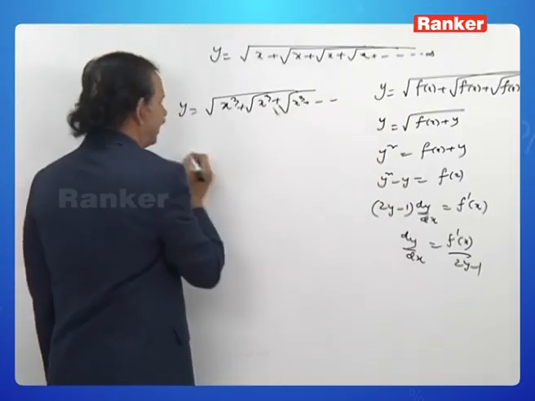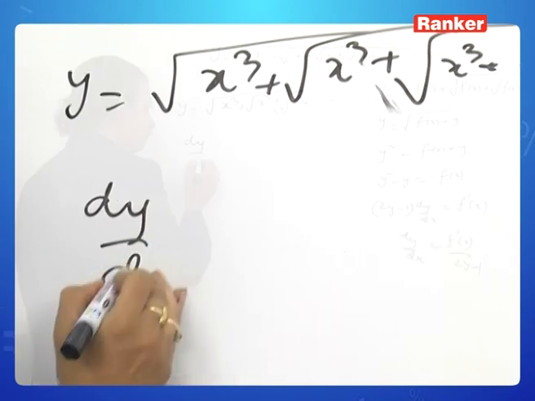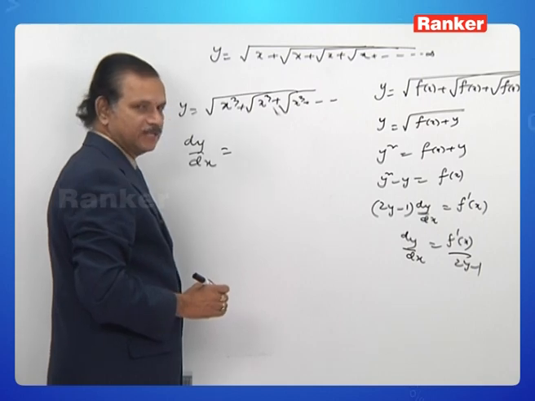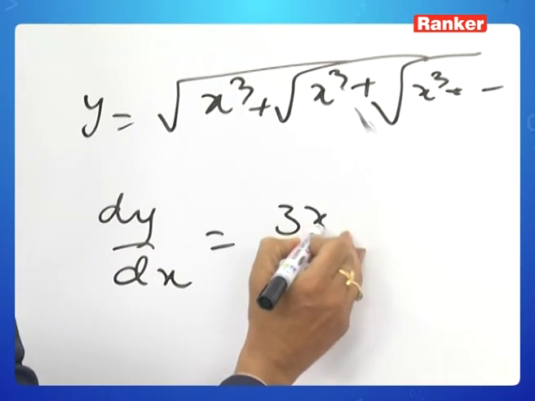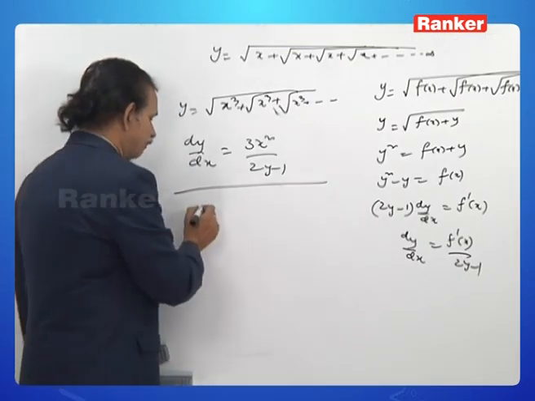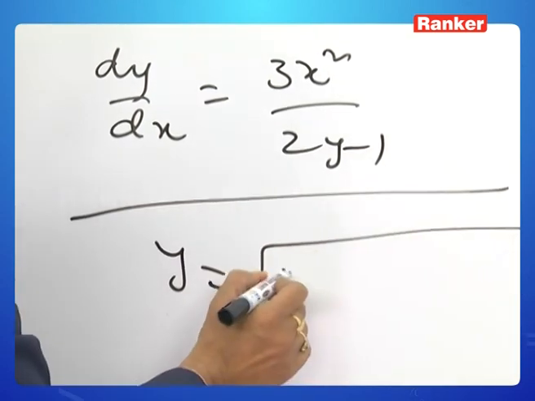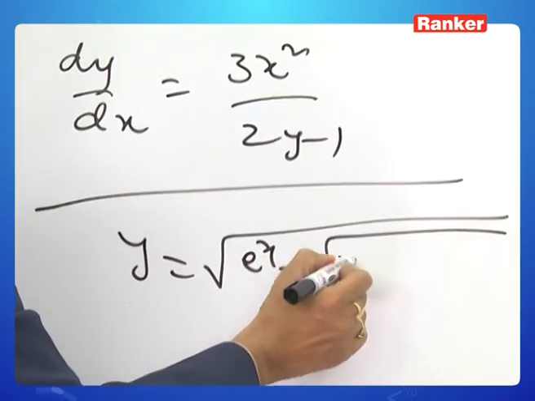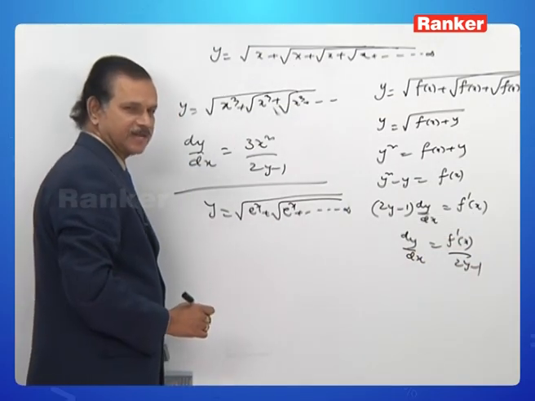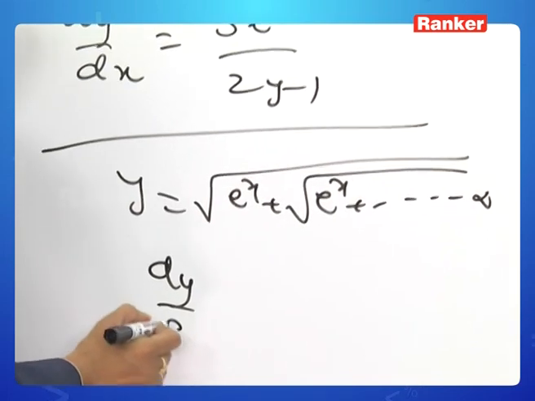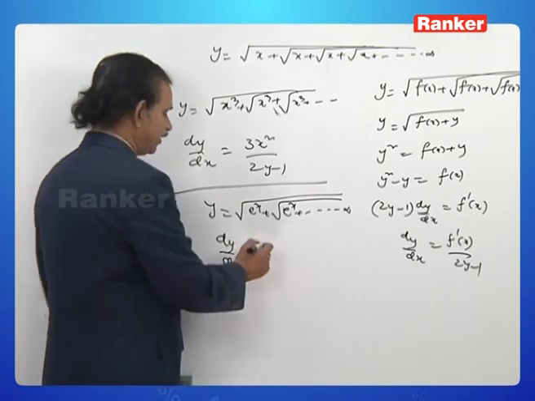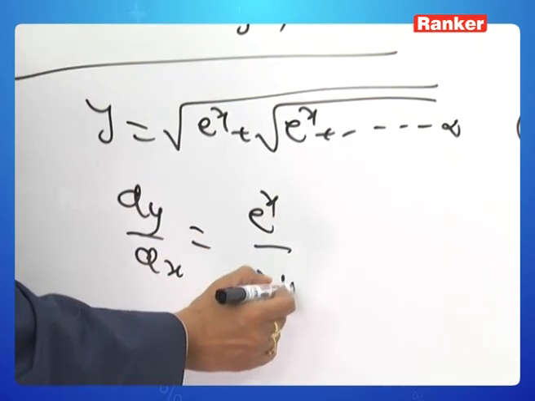Suppose you have that. Then what is dy by dx? In the place of f of x, we have x cube. Its derivative is 3x square. Hence, it is 3x square by 2y minus 1. One more problem. Y is equal to square root of e power x plus square root of e power x plus square root of e power x, like that, infinitely many number of times. What is the answer for dy by dx in this case? In the place of f of x, we have e power x. So it is e power x by 2y minus 1.